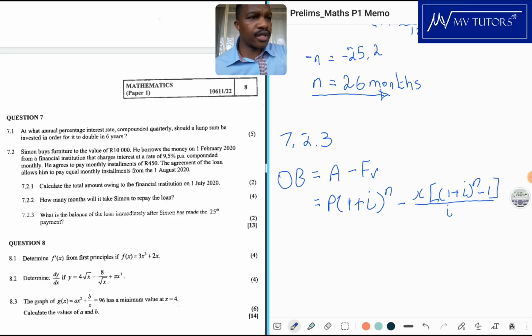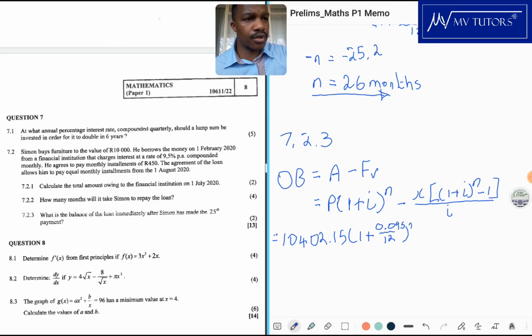Okay, let's put in some values at this point. I'm going to start here because not everything might fit. So P is that 10402.15, and then we've got 1 plus the interest that we were given here, which is still the same interest. It's not going to change. It's still going to be 0.095 divided by 12, because it's compounded monthly. And how many months is this going to be? This is still going to be the 25 months that we have been given.